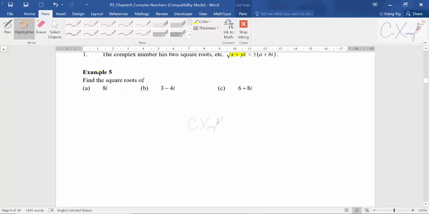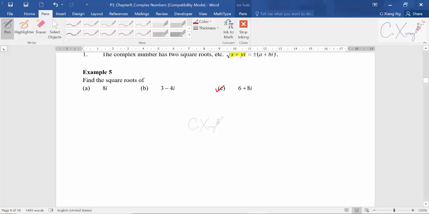So let's have a look at example 5. For example 5, I will only discuss part C with you, which is the hardest question. Later, after you go through part C, you just focus on A and B and try them out on your own. So we will start from part C.